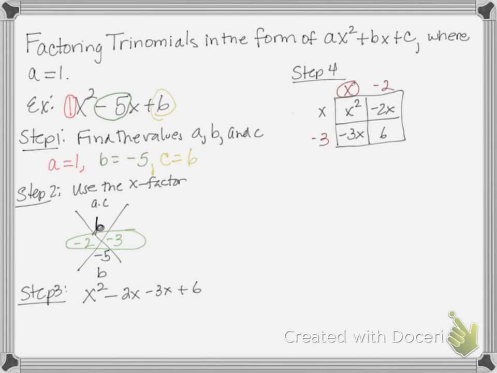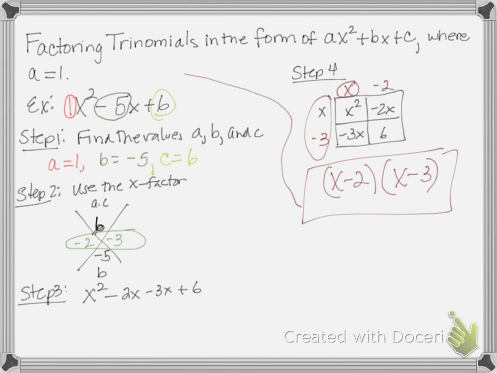All right, so my answer is x minus 2, that's coming from the top of the box here, times x minus 3, which is coming from the side of the box. And if I multiply that back, I would get what I started with over here, which is x squared minus 5x plus 6.